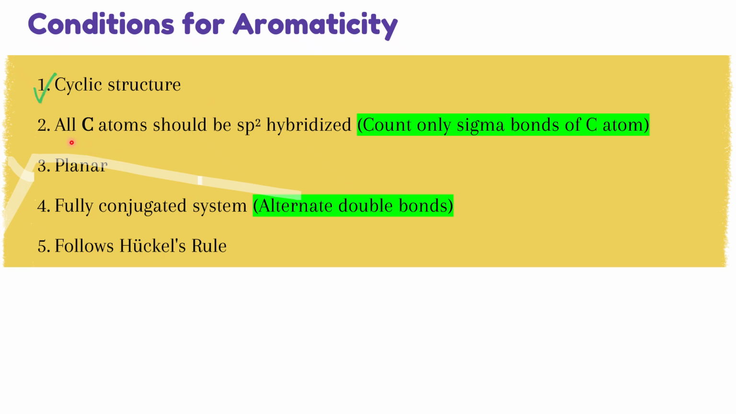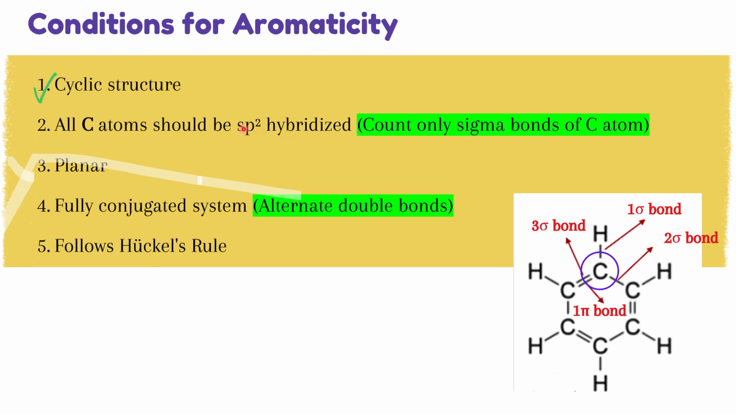Now the second step is to check whether all the carbon atoms in that particular ring are sp2 hybridized or not. So here is the structure and we have to check the hybridization. Now the question arises how to check for the hybridization. It is very simple. You just have to check for the sigma bonds. Once you have got the structure, just count the number of sigma bonds. According to the number of sigma bonds, you will get the hybridization of this particular carbon atom.